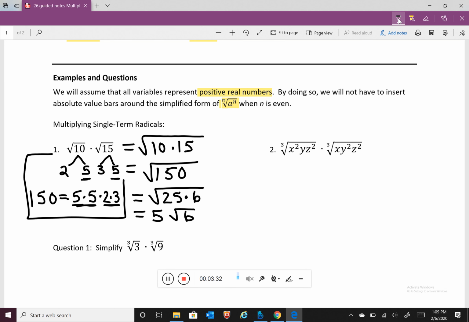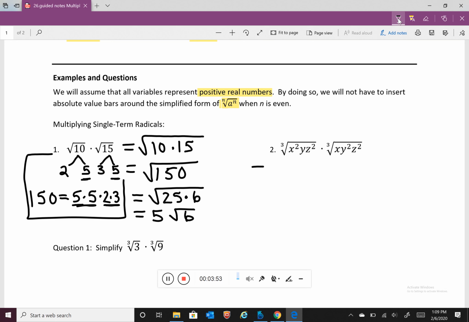For our next example, we have a lot going on here. We have the cube root of x squared times y times z squared, and then this is all times the cube root of x, y squared, z squared.